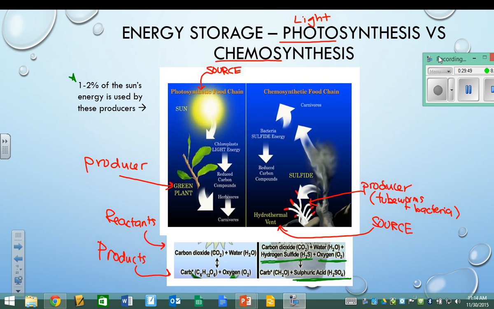Now I put just as a side note here, only 1 to 2% of the sun's energy is actually used by producers. The rest is absorbed or reflected or scattered at some other point in the atmosphere. So it's really quite amazing that all life on Earth kind of starts with only 1% of the sun's energy. It's really quite fantastic.